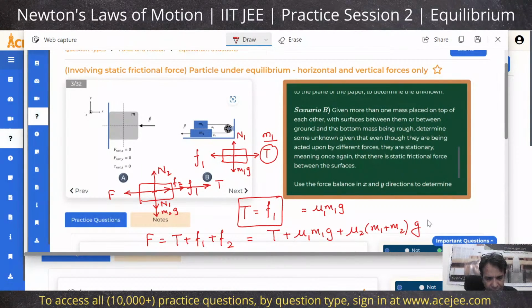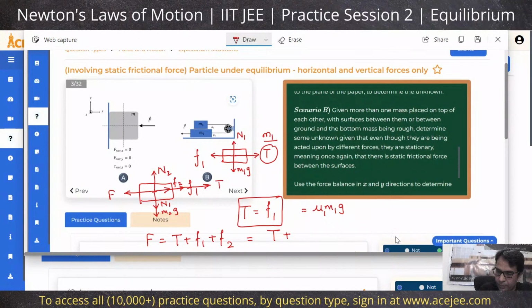So now the question is, which frictional force will reach the limiting condition first? Can we quickly figure that out if you knew mu1 and mu2? So I should not write it like this. Correct? So this I can write as 2F1 plus F2.